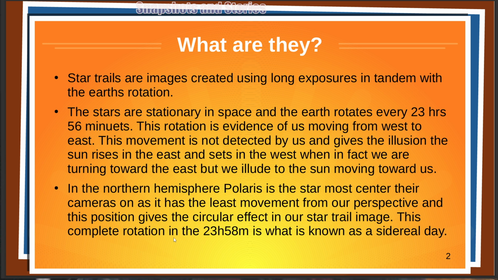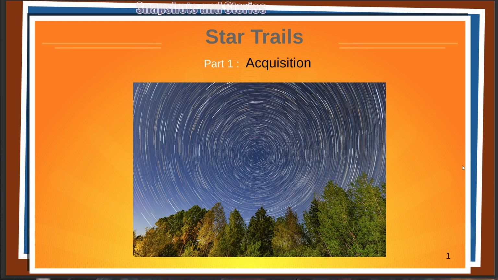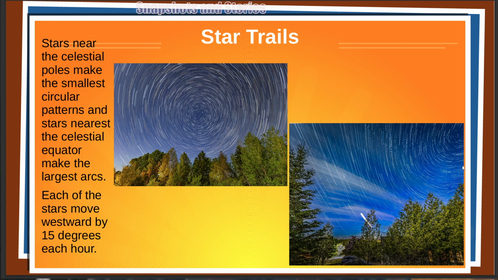And their complete rotation, if you want to get it completely, is 23 hours and 58 minutes, which is known as the sidereal day. So star trails near the celestial pole. If you look at this image right here, the star trails near the celestial pole will give you that, I always call it the flushing the toilet look. You've got that one point that doesn't tend to move much, and that in fact is Polaris. And then all the other stars kind of rotate around that.